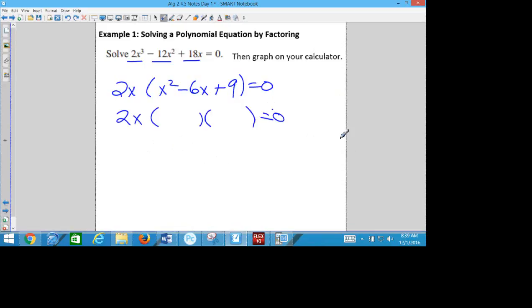x squared minus 6x plus 9. That second sign tells me that both signs are the same. The first sign tells me that they are both negative. So what multiplies together to give me 9 but adds to give me negative 6? Negative 3, negative 3.